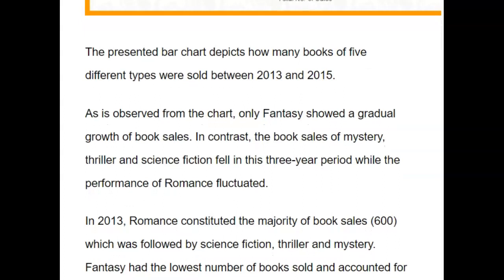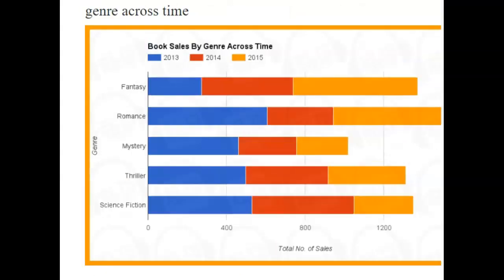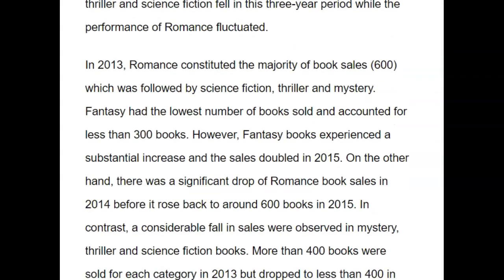In contrast, the book sales of mystery, thriller, and science fiction fell in this 3-year period, while the performance of romance fluctuated. In 2013, romance constituted the majority of book sales, which was followed by science fiction, thriller, and mystery. Fantasy had the lowest number of books sold and accounted for less than 300 books. However, fantasy books experienced a substantial increase and the sales doubled in 2015.